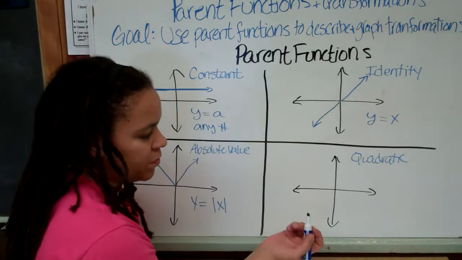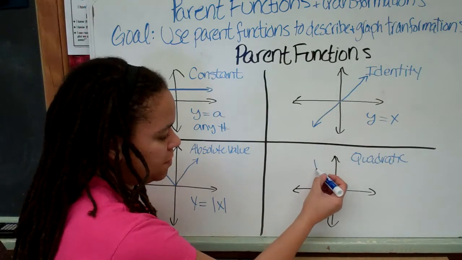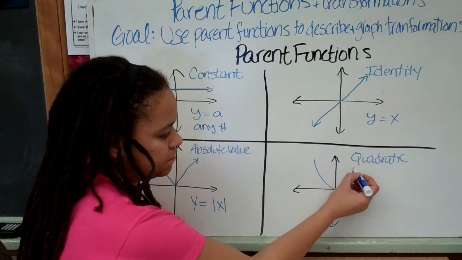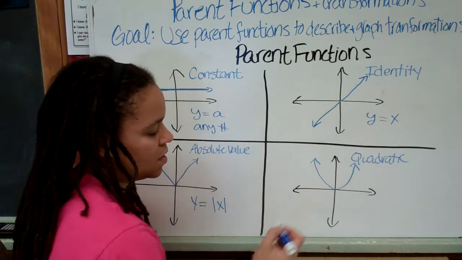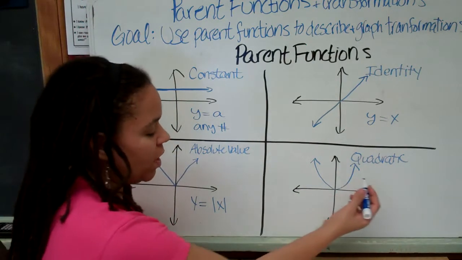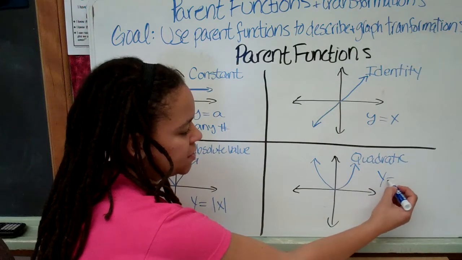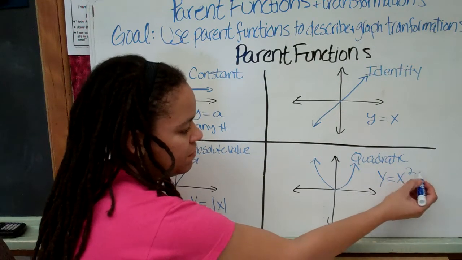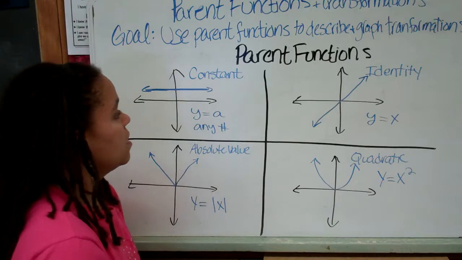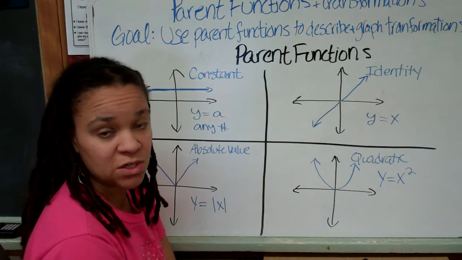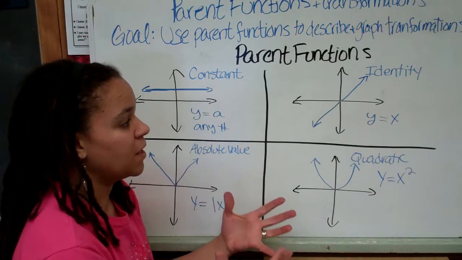And then finally, what we're probably most familiar with would be quadratics. These are parabolas, and they have the squared term, so that's how we know they're quadratics. The parent function would be y equals x squared. So these are the 4 parents that you need to know, and we're going to transform them.